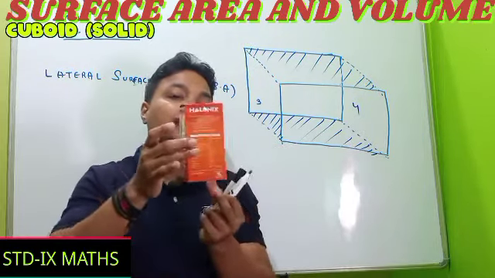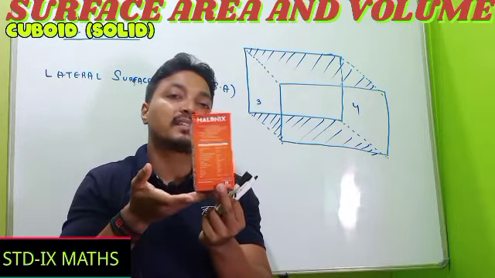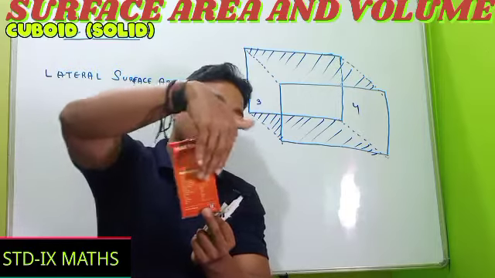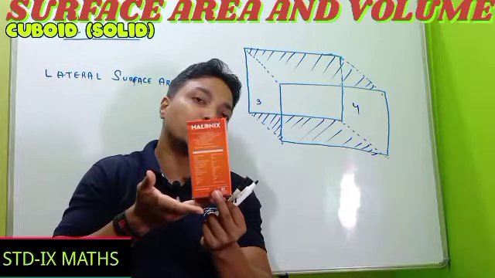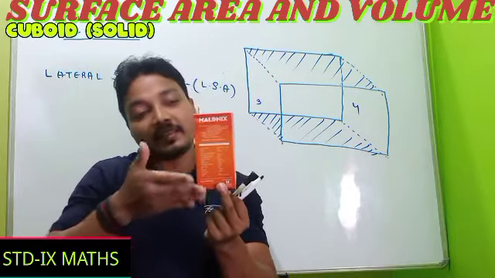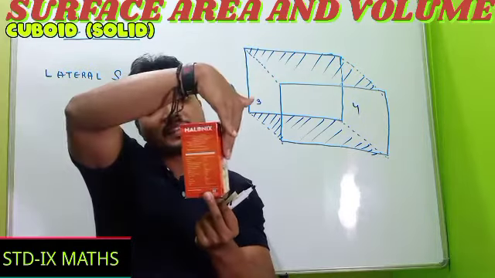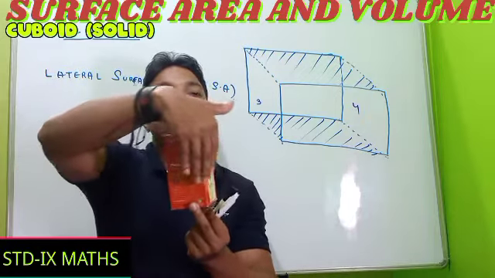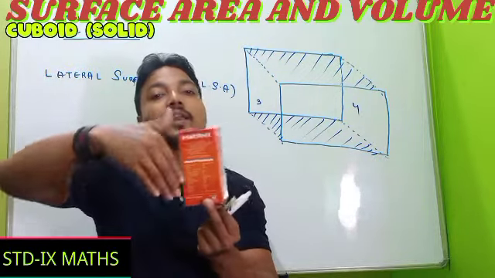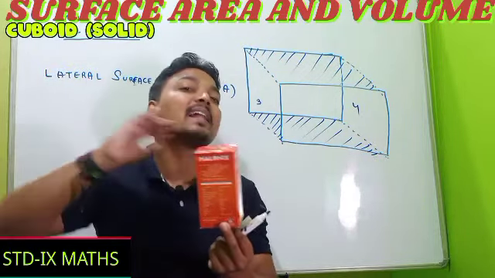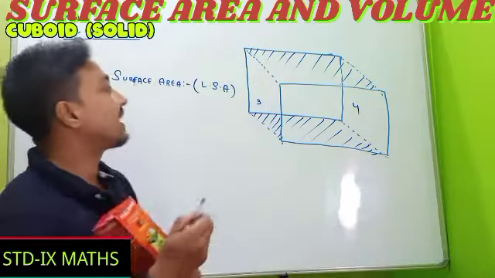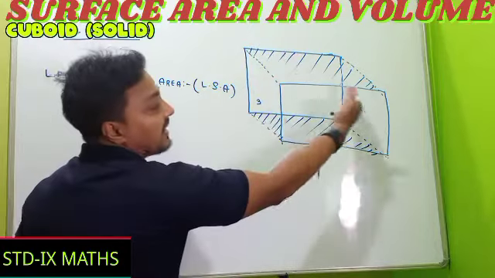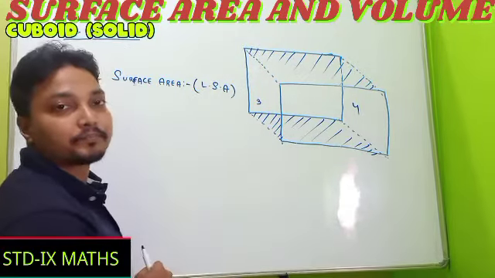And whenever I keep it like this, this one is the base and this one is the top. To the base, which faces are joined? This face attached, this face attached, this face attached, and this face attached. Together all these faces we call our lateral surface: the front one, back side one, right side one, and left side one.